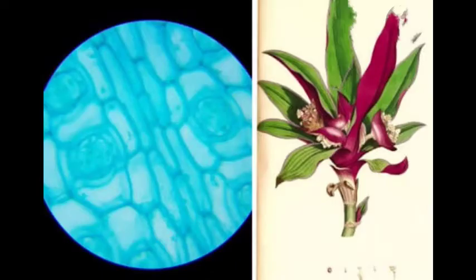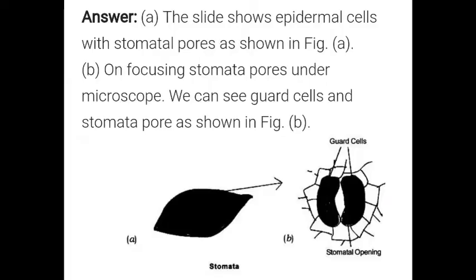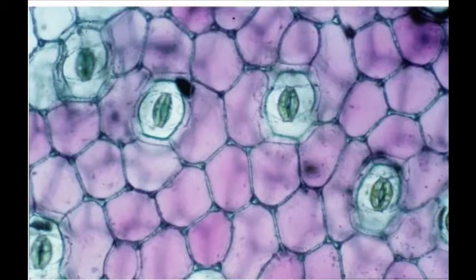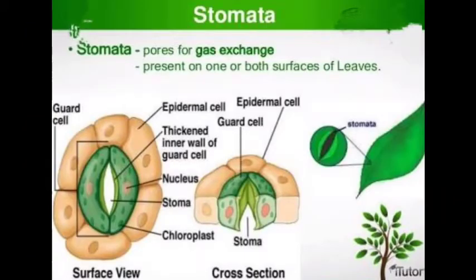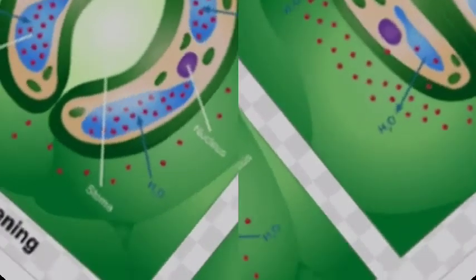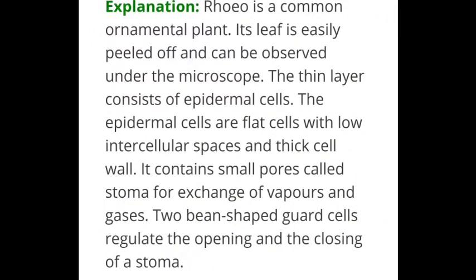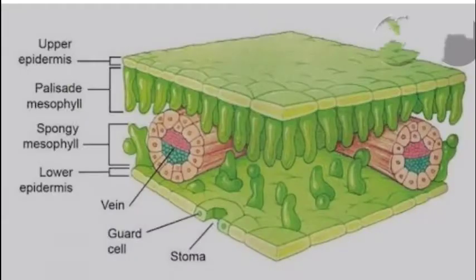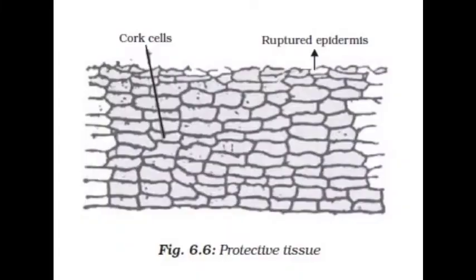Observation. The slide shows epidermal cells with stomatal pores as shown in the picture. On focusing on the stomatal pores under the microscope, we can see guard cells and the stomatal pore as shown in the picture. Conclusion. What we observe is the outermost layer of cells called the epidermis. The epidermis is usually made of a single layer of cells. It is also called a protective tissue. It protects all the parts of the plant.